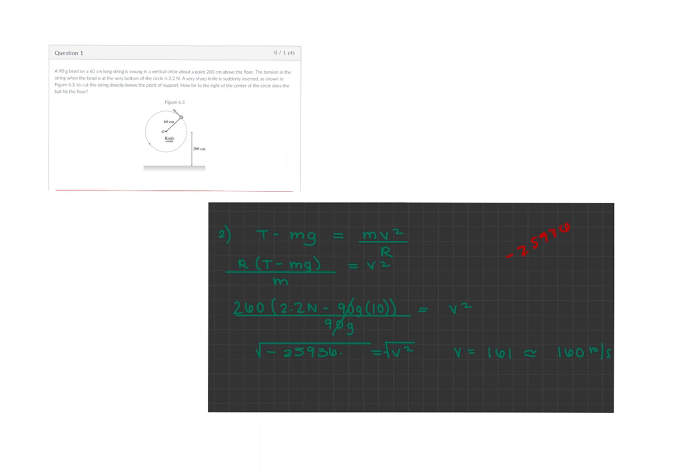So we want to simplify it, so we get the square root of 25936 equals the square root of v squared, so v equals 161, which the answer here would be approximately 160 is the velocity.